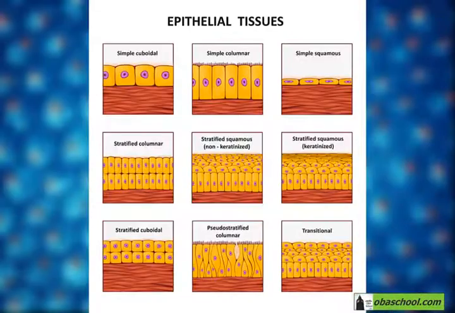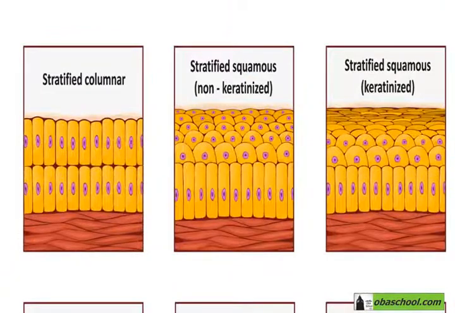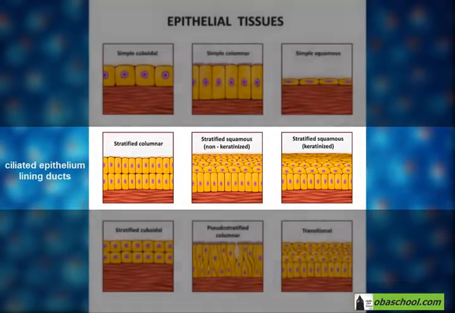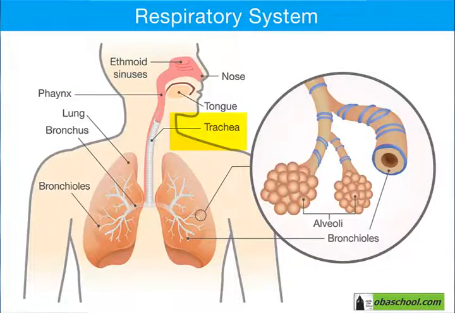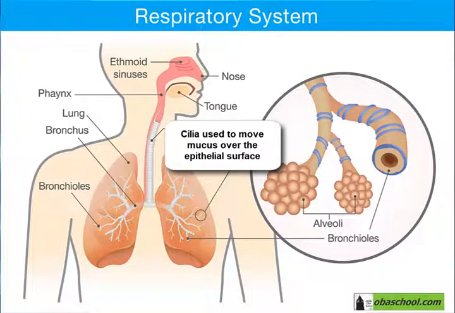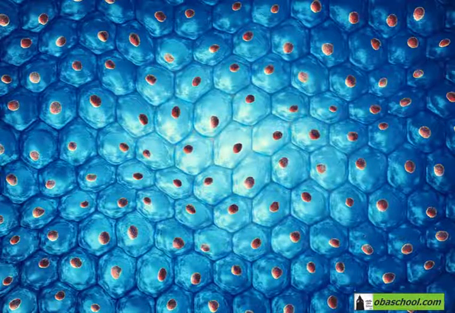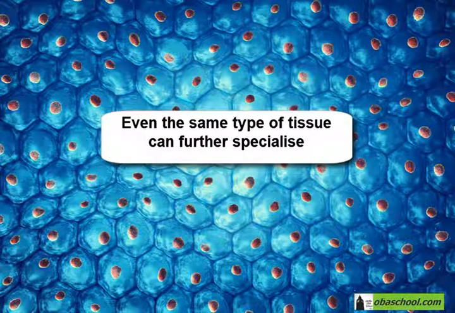Other types of epithelial cells are the ciliated epithelium, lining ducts such as the trachea. These contain structures called cilia that are used to move mucus over the epithelial surface. So even the same kind of tissue, like epithelial tissues, can have different subtypes and be even more specialized to perform certain functions in certain areas of the body.